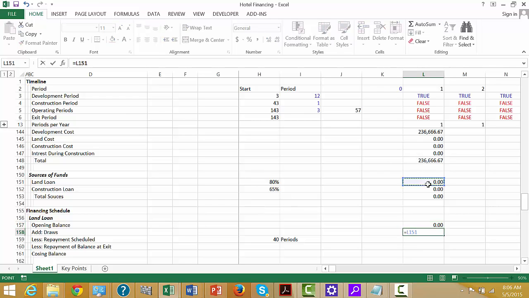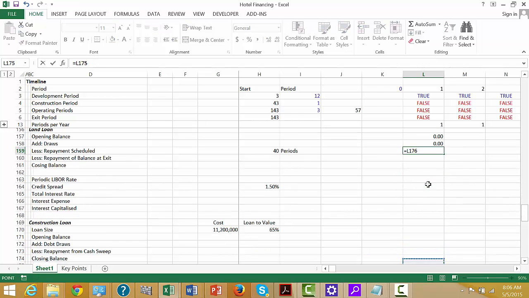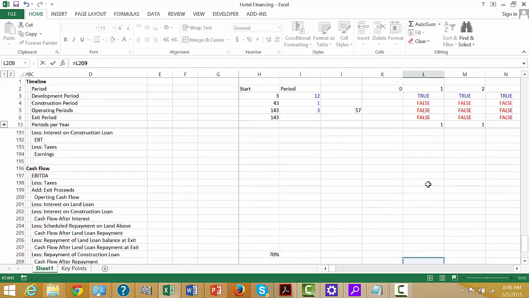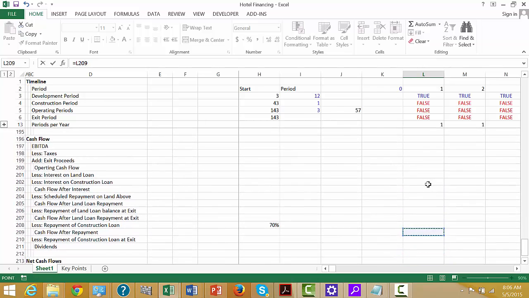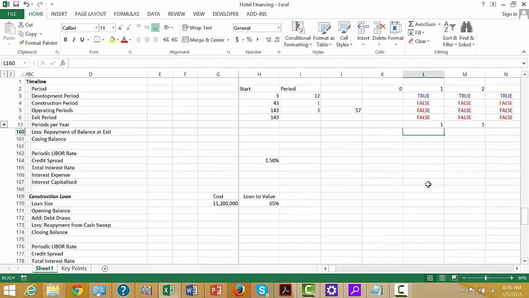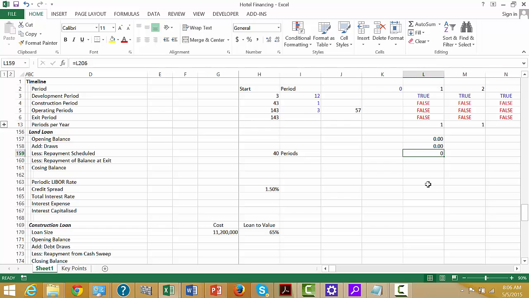Then we can put our land loan draws. Now, this scheduled repayment at exit comes from down here in the cash flow statement. This to me looks like 206. That's the key. Somewhere in these schedules there'll be some kind of plus the draws minus the, oops. What did I just do? This is at exit, excuse me.